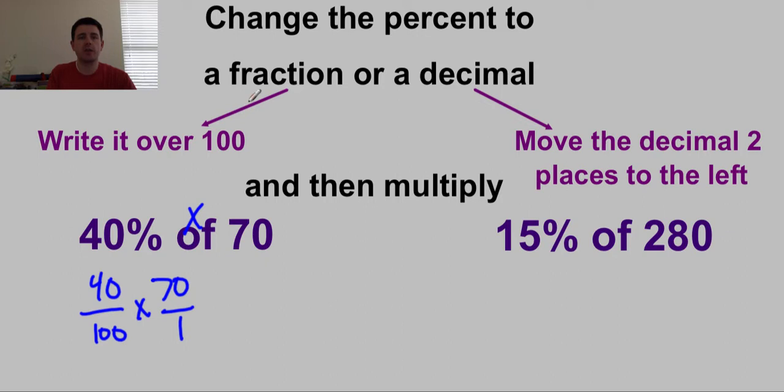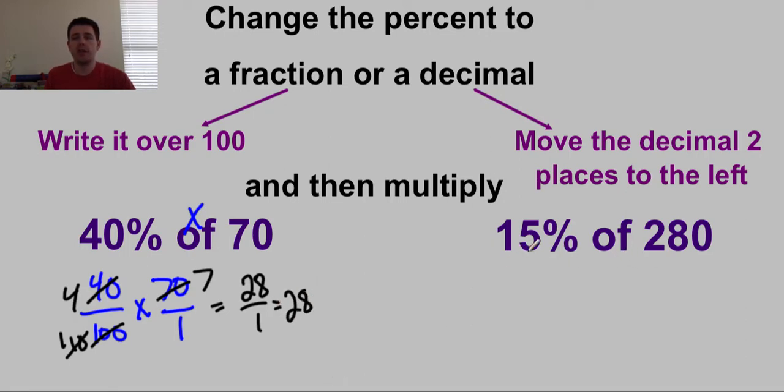When you multiply fractions, look to see if you can cross-simplify anything. So 100 and 70 could each be divided by 10. So I could get a 10 and a 7. My 10 and 40 could even be divided by 10 again. So I get a 1 and a 4. And then when I'm done, multiply numerators, multiply denominators. 4 times 7 is 28 over 1, or 28.